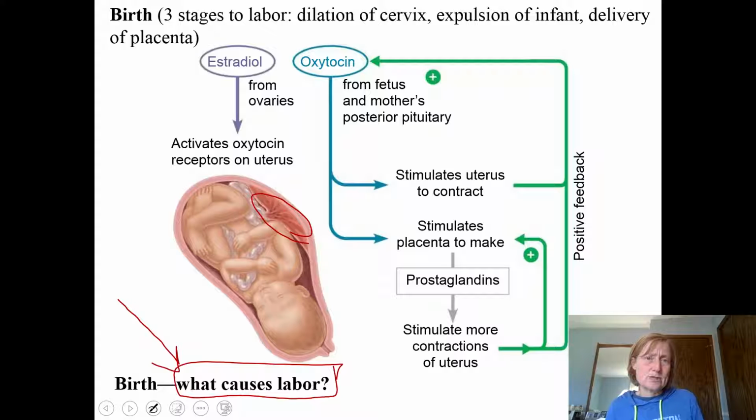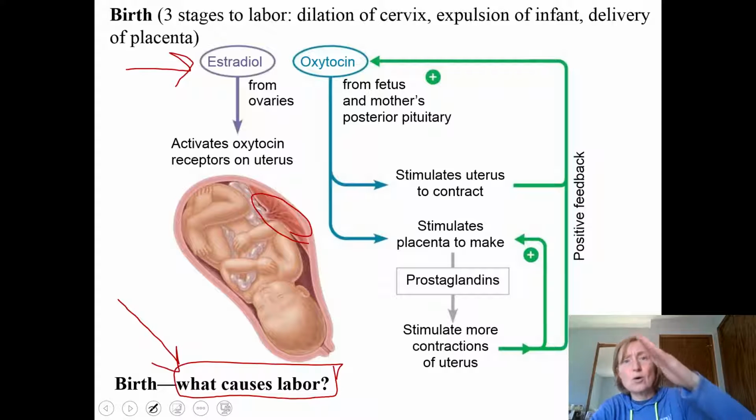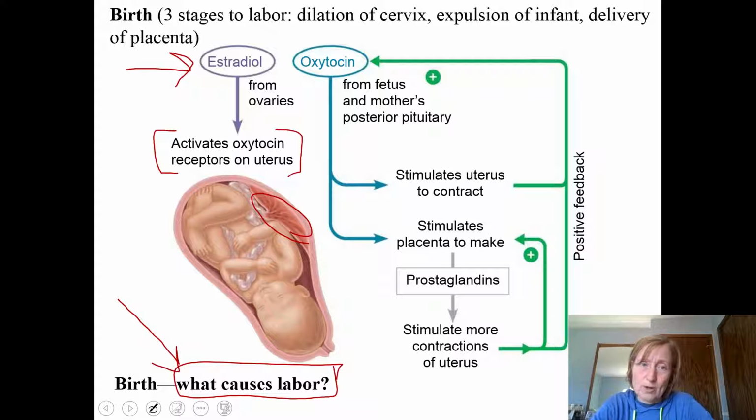And researchers are thinking that there are a few hormones that are important. One of them is the increase in estradiol. Estradiol is being made in the ovaries, and it increases the whole pregnancy, all right? What estradiol does is it activates receptors for another hormone that are found on the uterus. The hormone oxytocin is important in labor as well. So what's happening with oxytocin?